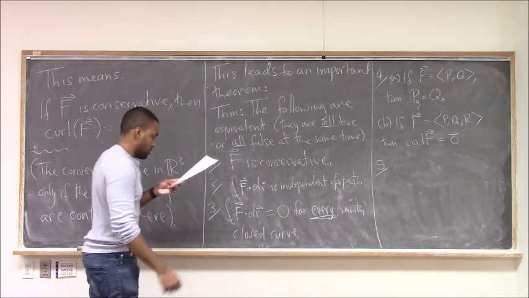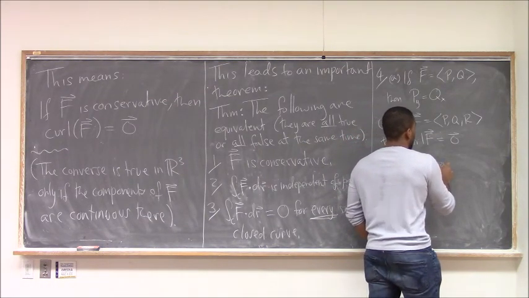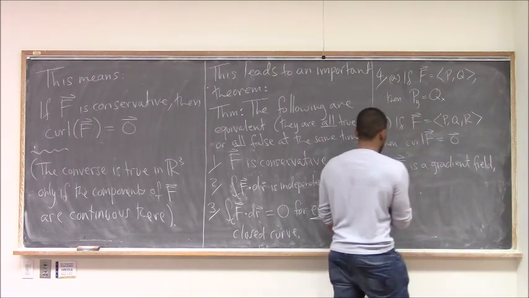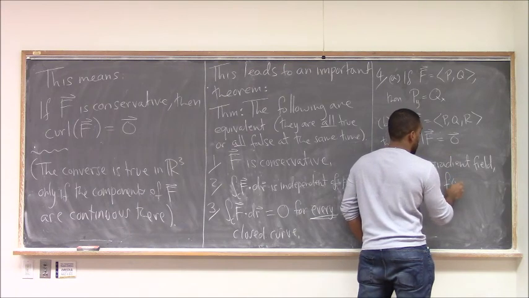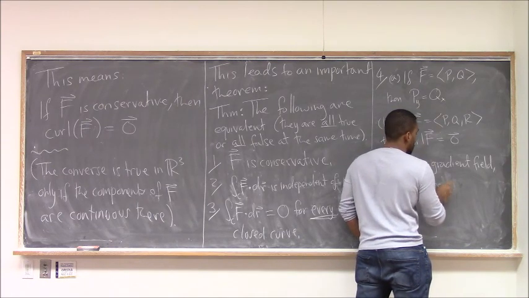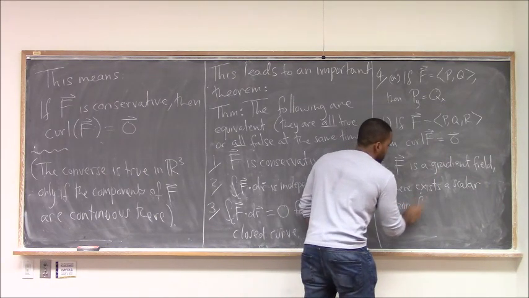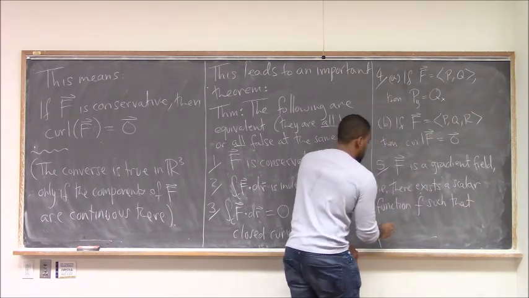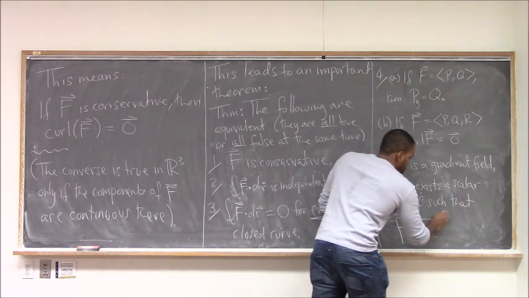Fifth statement. Oh, this is basically the definition. F is a gradient field, i.e., there exists a scalar function f such that the vector field F is the gradient of that scalar function.